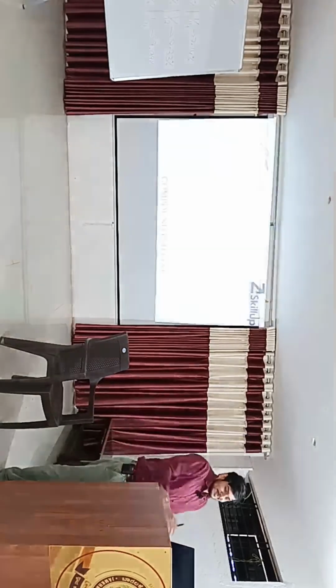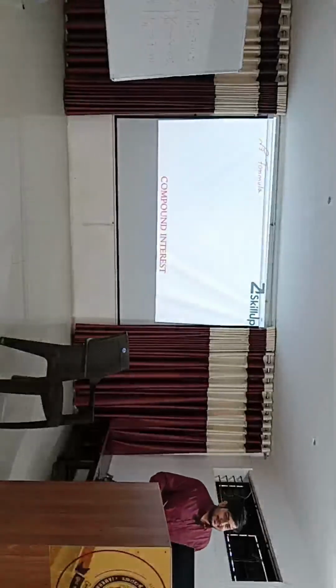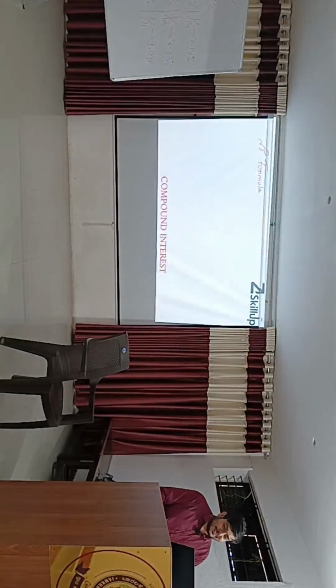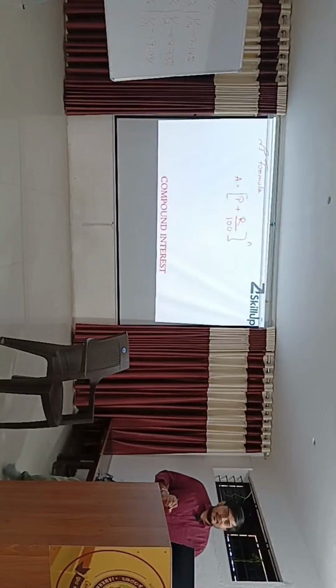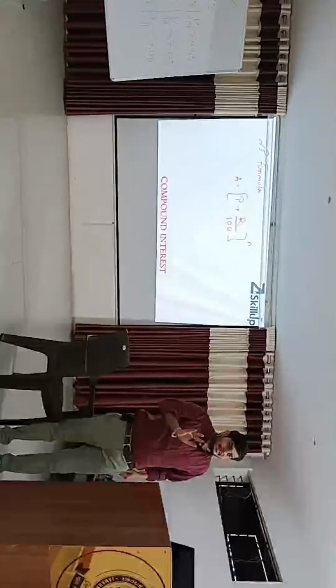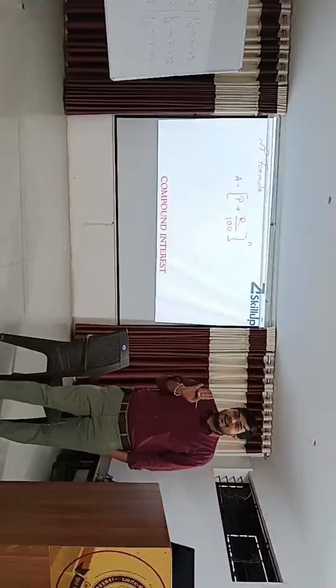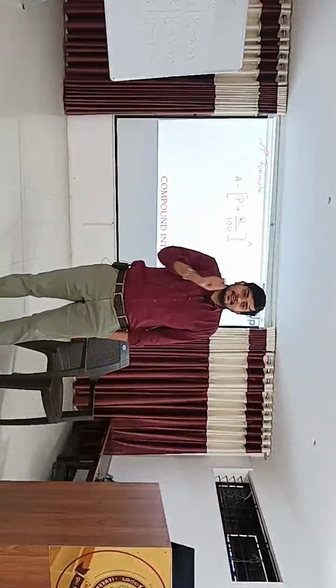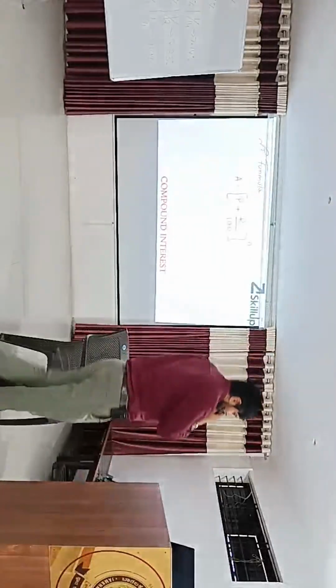One of the most important things is the formula itself. What is the formula? A equals P times (1 plus R by 100) whole power n. What is A? Total amount. What is P? Principal amount. What is R? Rate of interest. What is N? Number of years.